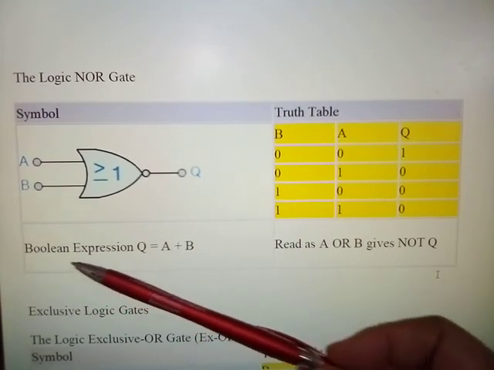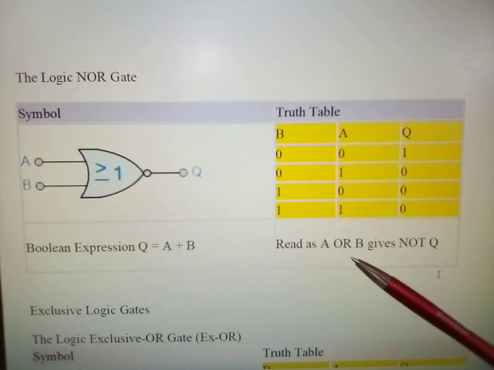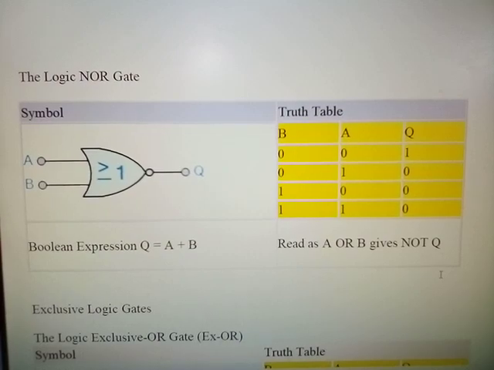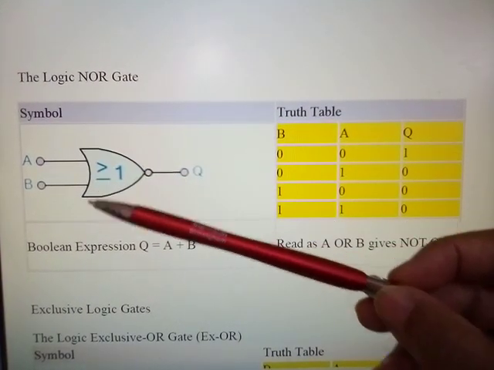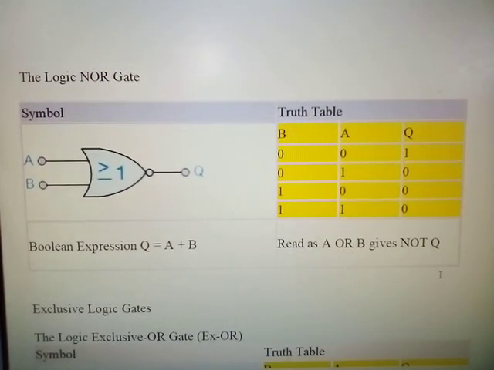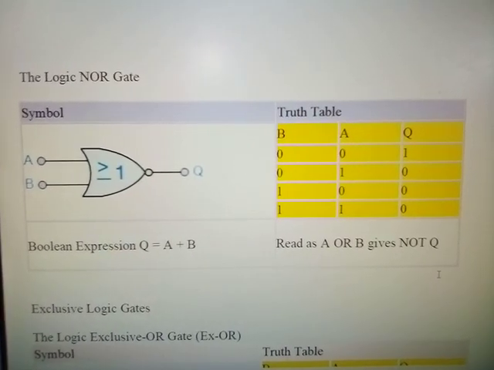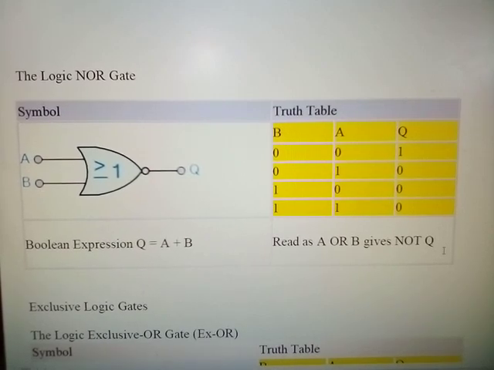Now again, the Boolean expression here is Q equals A or B, read as A or B gives not Q. Again, similarly, you would have read that earlier at another stage. Okay, but there's a link between them. But remember that this is the logic NOR gate. Don't get confused with the previously mentioned work. Read the information, write it out for yourself, draw out the truth tables, get familiar with what you've been asked.